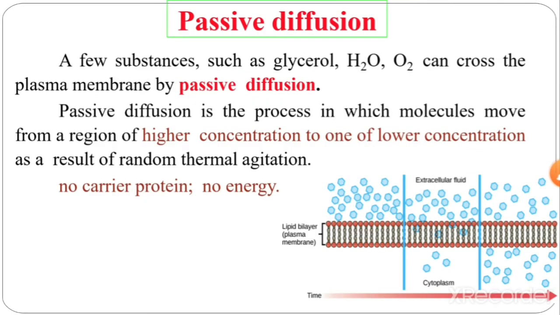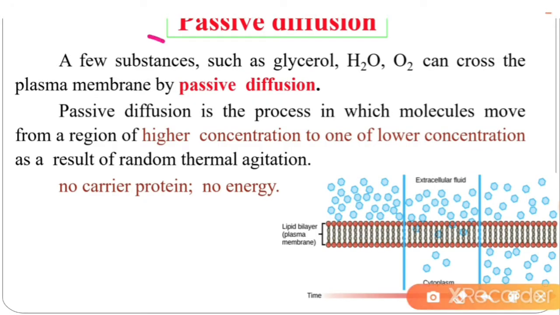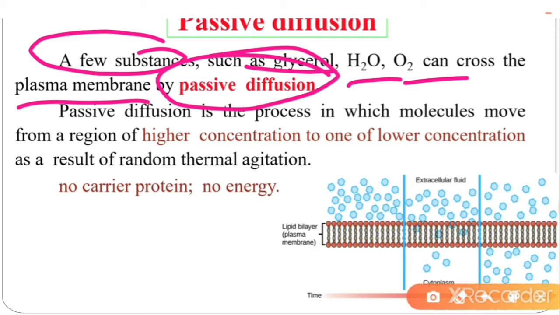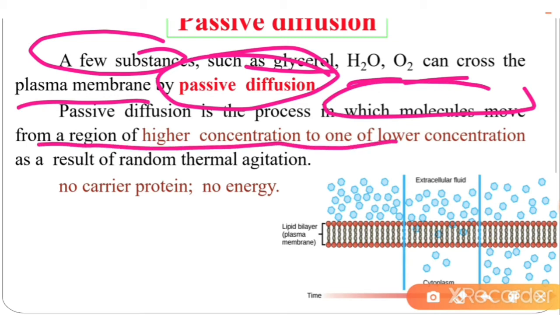Let's see, that is passive diffusion. A few substances such as glycerol, H2O, or oxygen can cross the plasma membrane by passive diffusion. Now, passive diffusion means what? It is the process in which molecules move from a higher concentration region to a lower concentration region. Here no carrier proteins are required, meaning no energy is required in this process.